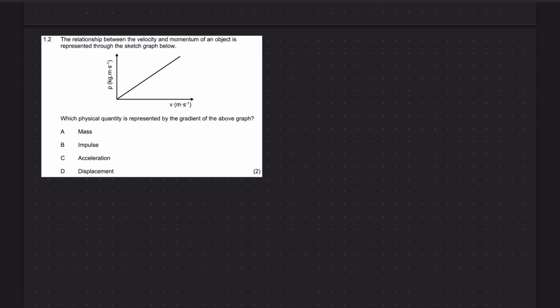1.2. The relationship between the velocity and momentum of an object is represented through the sketch graph below. Which physical quantity is represented by the gradient of the above graph? So remember, gradient is the change in y over the change in x. On my y-axis, I have momentum, so p. On my x-axis, I have velocity.